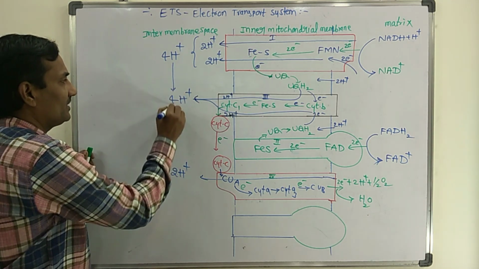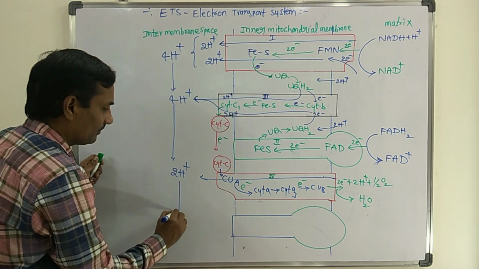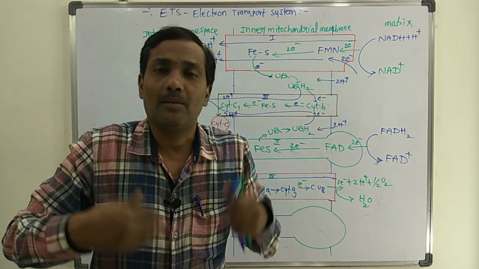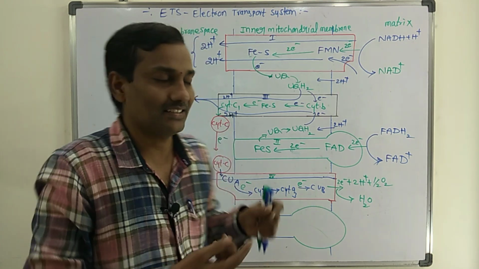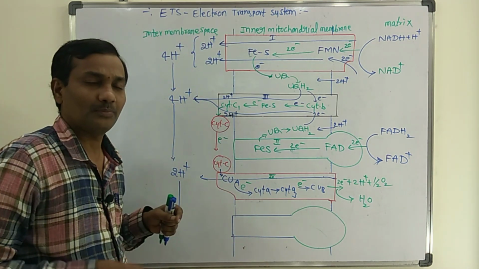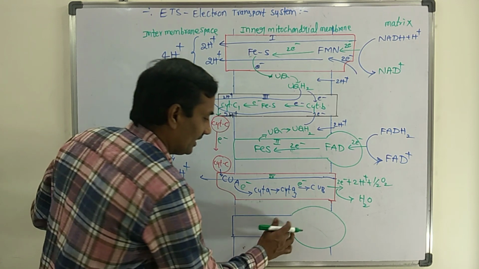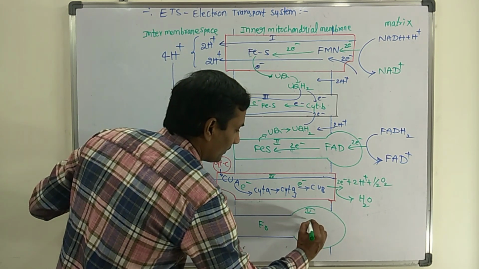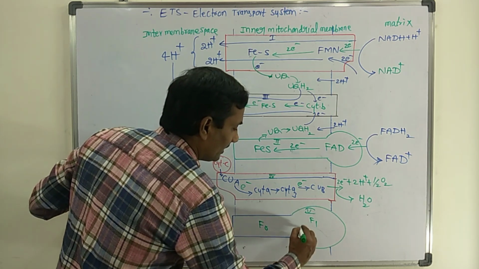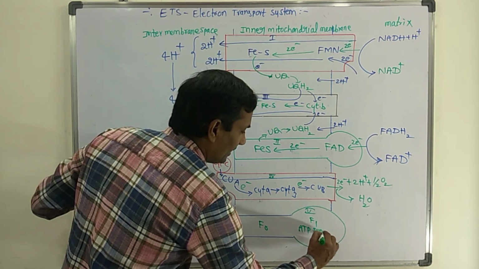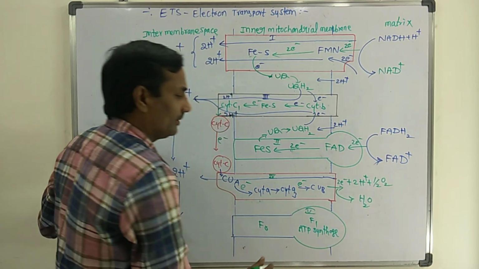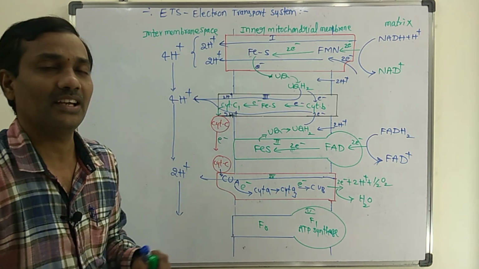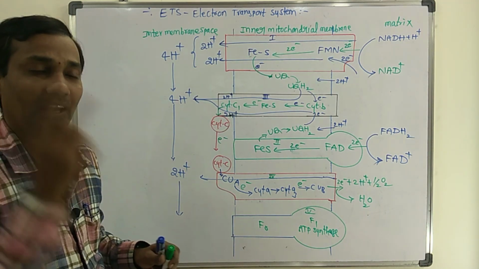Continuously, what happens here? All these protons accumulate in the intermembrane space. The number of protons increases in the intermembrane space. Finally what happens? Here complex 5 is there. Complex 5 has F0, F1 particles. It consists of one enzyme, the ATP synthase enzyme. This ATP synthase enzyme helps in the synthesis of ATP.